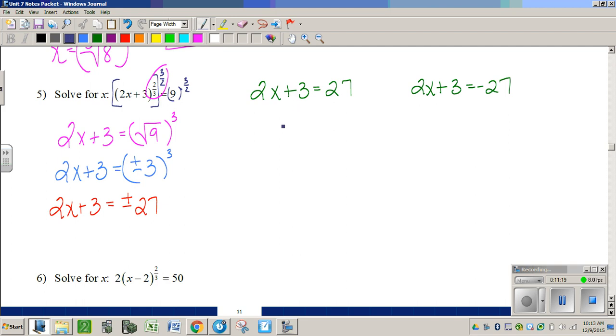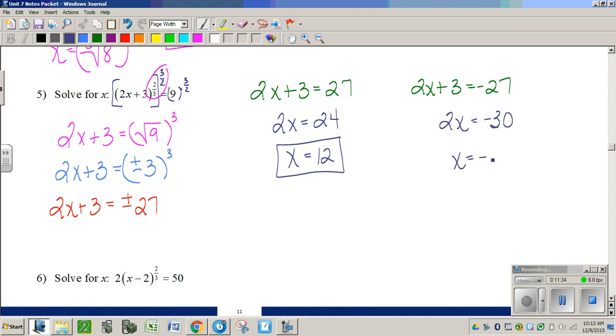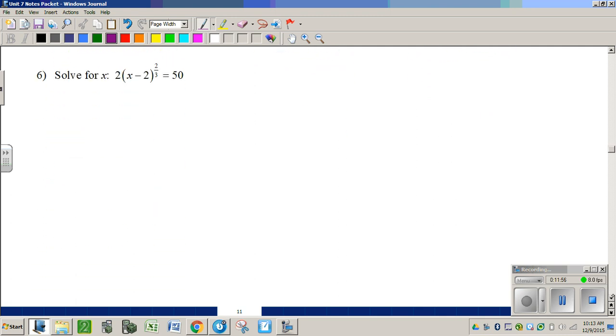So this one over here, we subtract 3, so we get 2x equals 24, divide both sides by 2, and we have a value of 12. Now if I come over here, if I subtract 3, I end up with negative 30, and then if I divide by 2, I end up with negative 15. So my two answers are 12 and negative 15. Okay, make sure you check for extraneous solutions, make sure they both work. Remember you can store those values in your calculator, put the equation in just as it's written on your paper, and the calculator will tell you true or false. If it's false, remember to reject your answer.